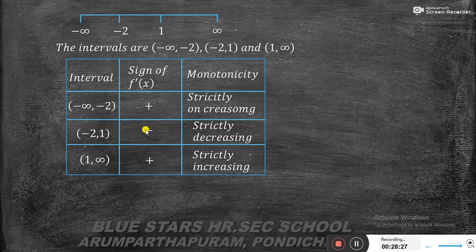Minus 12 means the sign is minus. I represent only minus or plus. So minus means I represent this as strictly decreasing, a decreasing function. For the next interval, 1 comma infinity, you take any value, suppose x equal to 2, and substitute in f dash of x. I get the plus sign in the answer, so I denote strictly increasing.